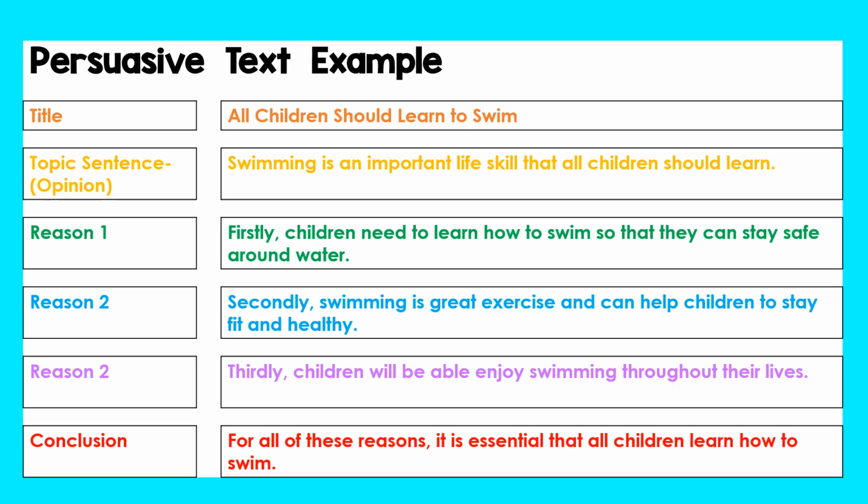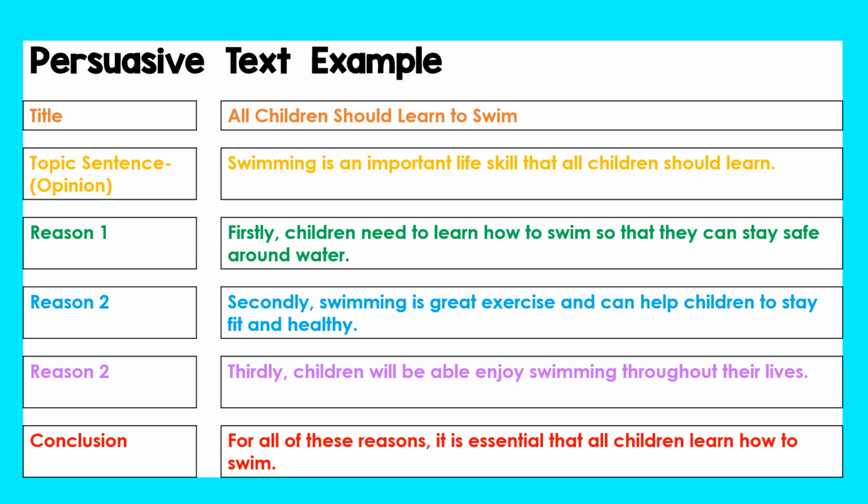Now, can you see how I've taken that text and I've cut it up into various sections of it? Here's the title. All children should learn how to swim. Now here's the opening statement. Swimming is an important life skill that all children should learn. Then we're ready for the first reason. So now we're going to say why we believe.